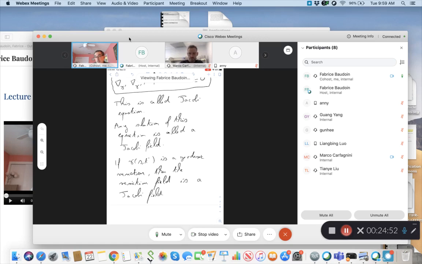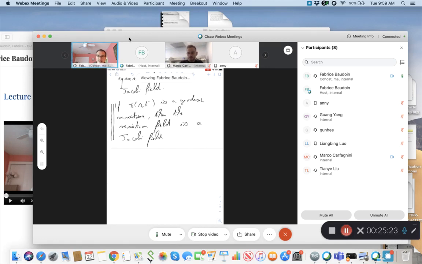Jacobi fields are not something very fancy, and they are extremely useful to do concrete computations on a manifold. They provide an exact way of describing geodesic variations, and they are explicitly computable on a lot of manifolds. So this is the basic principle you should take away from the beginning of the class today: if you have a geodesic variation, the variation field is a Jacobi field.